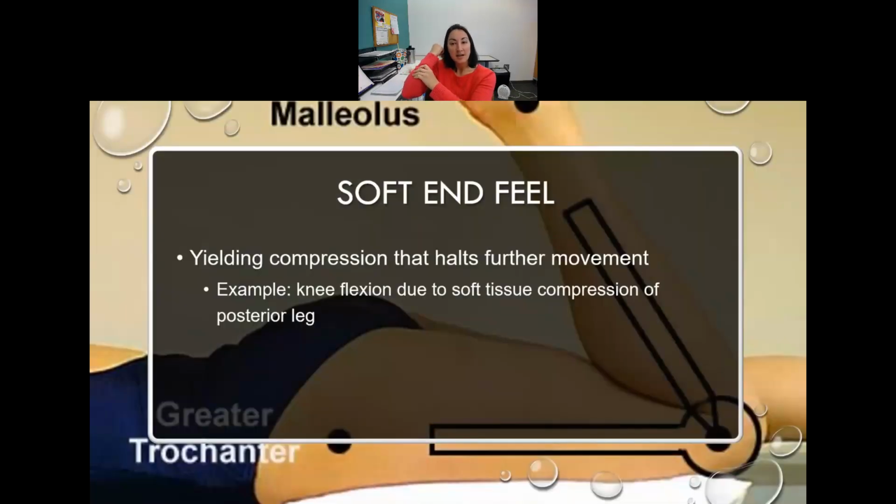With a soft infill, that is when tissue is being compressed and it stops further movement. So for example, knee flexion. When you bend your knee fully, the gastroc is in the way and you can't bend it anymore. That would be a soft infill. If you have a really big bulging biceps, then most likely you're going to have a soft infill with elbow flexion as well. Your biceps is going to get in the way.